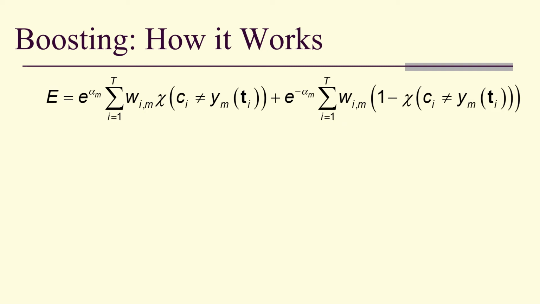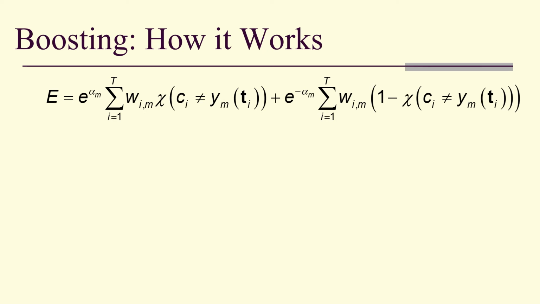So we have our total cost: e to the alpha m times that sum with condition c sub i not equal to y sub m of t sub i, and then e to the negative alpha sub m times another sum. Notice we've got a 1 minus chi of c sub i not equal to y sub m of t sub i. So we can distribute and split this up into different parts.